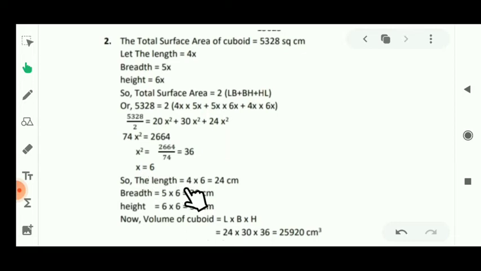Now we will apply the x value in the length, that is 4 into 6, that is 24 centimeter. Similarly we will find out the breadth, that is 30 centimeter, and similarly the height, that is 36 centimeter. So in the last we will find out the volume of cuboid, that is L into B into H. L's value is 24, B's value is 30 and H value is 36. After multiplying them, its value will be 25,920 centimeter cube.